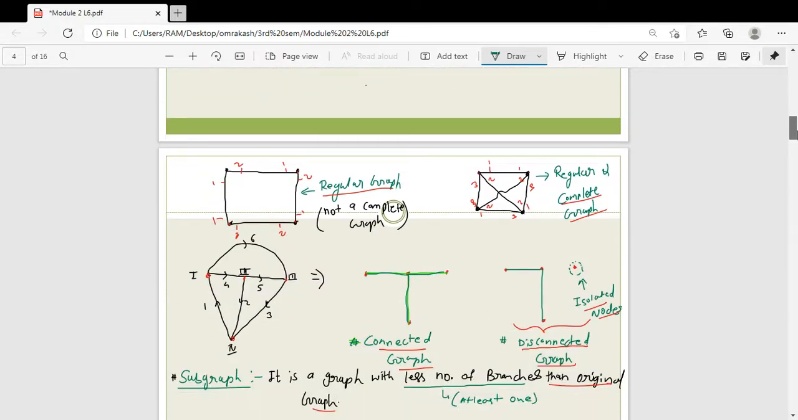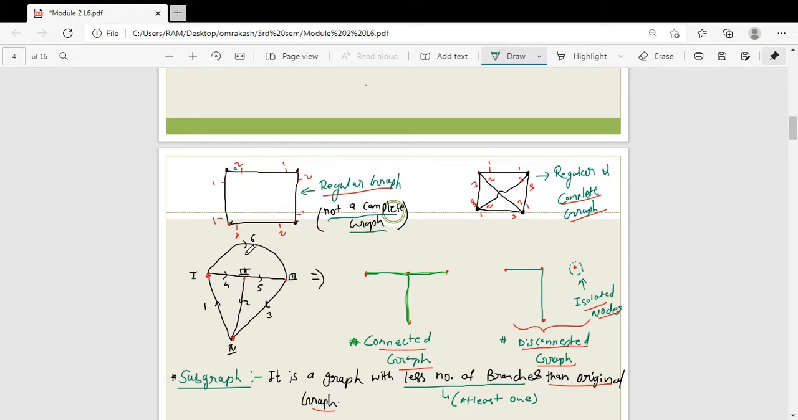Now see here, for example, there are a total of four nodes: one, two, three, four. So this is not a complete graph. Why is it not a complete graph? For making a complete graph, every node must be connected to every other node with a branch.